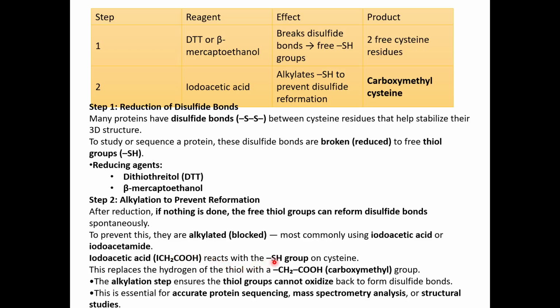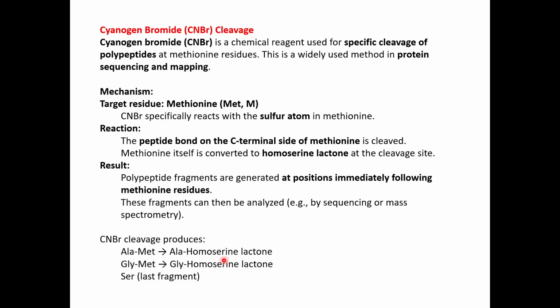So iodoacetic acid reacts with the SH group of the cysteine, that is the thiol group, and this replaces the hydrogen atom of the thiol with a CH2COOH, that is a carboxymethyl group. So therefore we have a carboxymethylcysteine at the end of alkylation. So now there cannot be a reformation of disulfide bond. The alkylation step ensures that the thiol groups cannot oxidize back to form a disulfide bond. This is essential for accurate protein sequencing, mass spectrometry analysis, or structural studies.